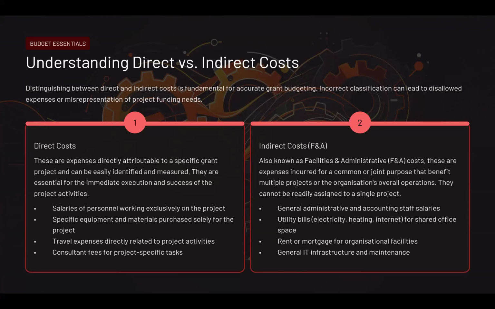Now, indirect costs, most times known as F&A, facilities and administrative costs, are expenses incurred for a common or joint purpose that benefits multiple projects or the organization's overall operations. They cannot be readily assigned to a single project.